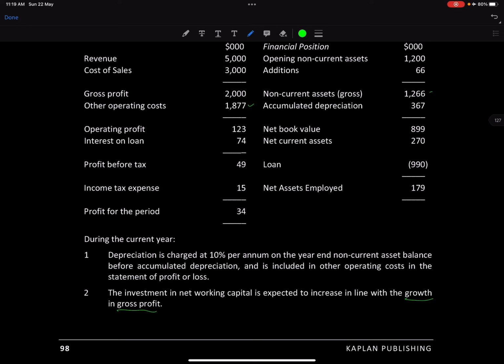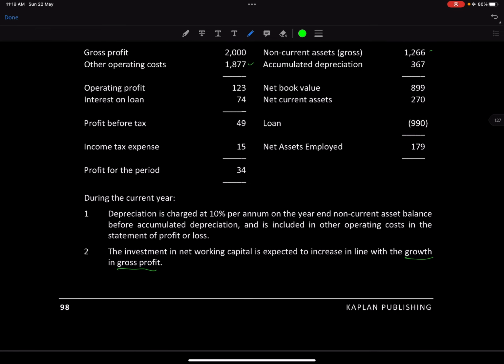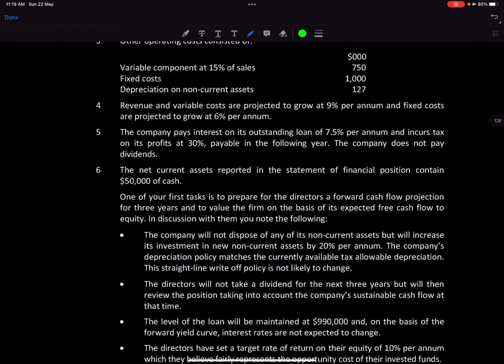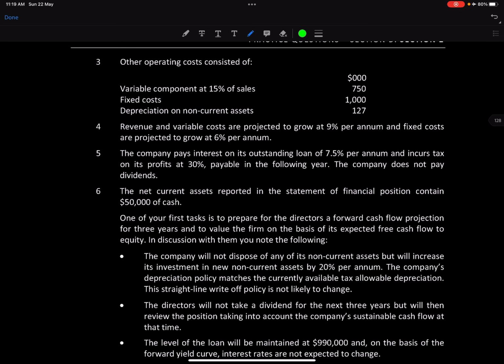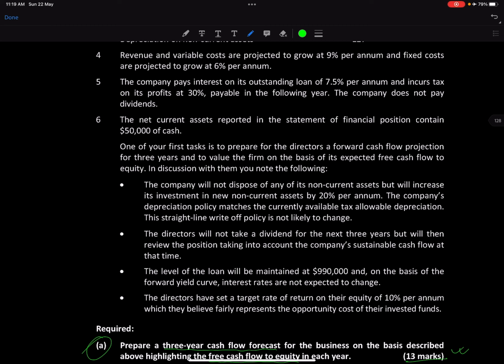It's not payable immediately. And then what I wanted to see was the 990 loan times the interest rate. Pays interest of 7.5%, right? So it's 74, okay. And the net current assets reported in SOFP contain 50,000 of cash. So there could be inventory and other things, right? One of your first tasks is to prepare for the directors a forward cash flow projection for 3 years and to value the firm on the basis of its free cash flow to equity. Okay. Prepare cash flow projection for 3 years.